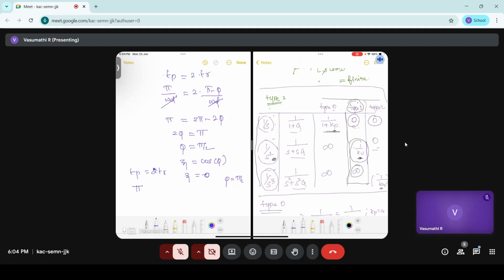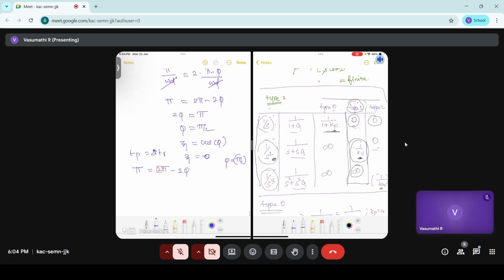If I want to make sure these both are equal, that is Tp equal to 2 Tr, then this term should go to 0, and phi should be equal to 0, right? So when zeta equals 1... Yeah, right. Sorry, I'm confusing you.